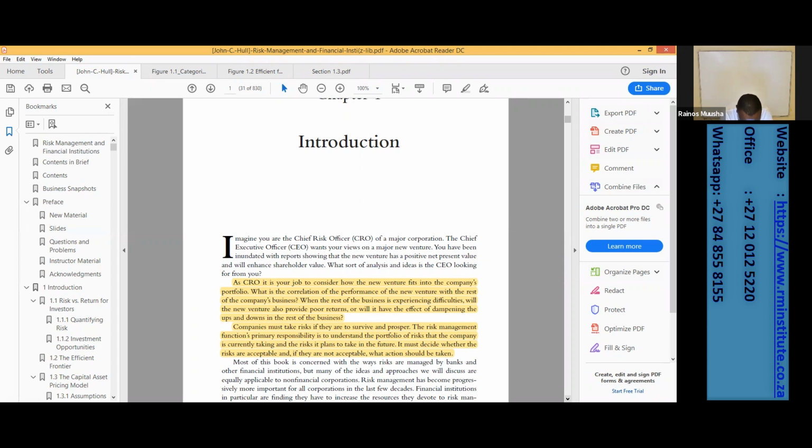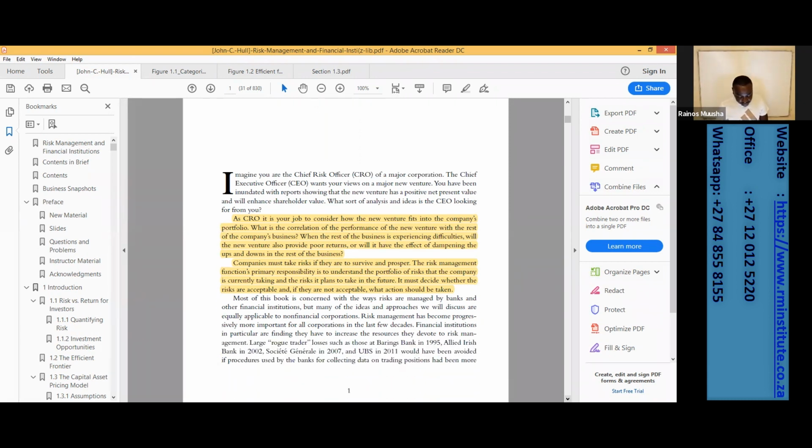So companies must take risk if they are to survive and prosper. The risk management function's primary responsibility is to understand the portfolio of risks that the company is currently taking and the risk it plans to take in the future. So it must decide whether the risks are acceptable, and if they are not acceptable, what action should be taken. And remember, how they come up with the decision on whether the risk is acceptable or not is based on the guideline given by the board of directors and the management, because those are the ones who are going to be making decisions on exactly how much risk we are prepared to take as well.